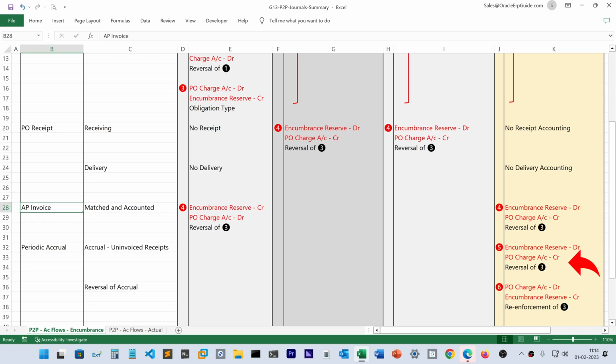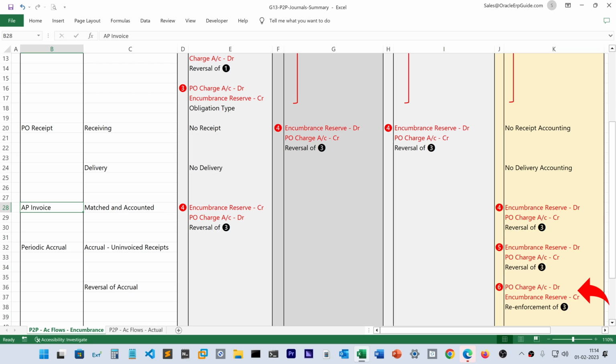Encumbrance reserve will get debited and PO charge will get credited. It's a reversal of the PO encumbrance, the liquidation of the PO encumbrance. And in the next month, the accrual itself gets reversed. Therefore, the encumbrance that was reversed again needs to be reinstated or reinforced.